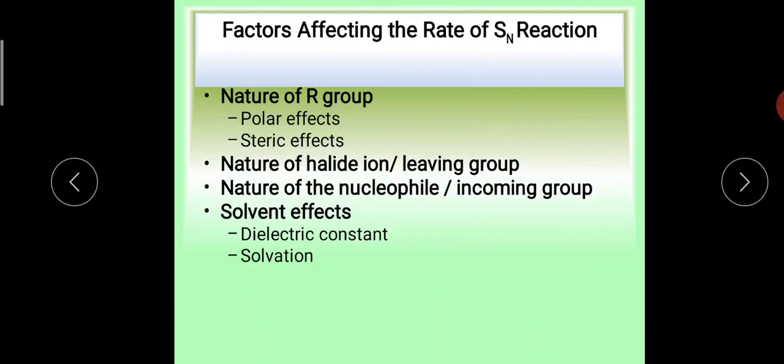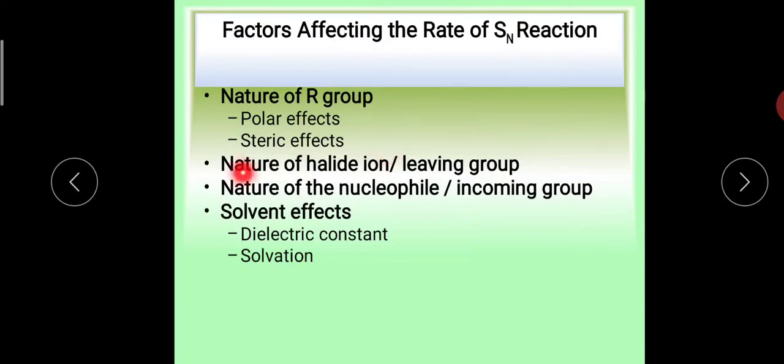Okay, so the factors that actually affect the rate of your nucleophilic substitution reactions are the nature of your alkyl group, and in this particular section you will be seeing two effects. One is the polar effect, wherein we'll be talking about electron donating and electron withdrawing groups and their influence on the reactivity or the rate of your reaction as well as the mechanism of the reaction. Then we'll move on to steric effects. Steric effects means whether the molecule is crowded or not.